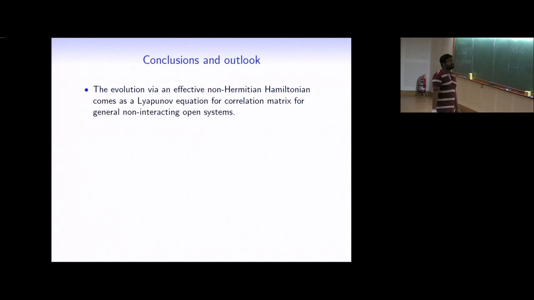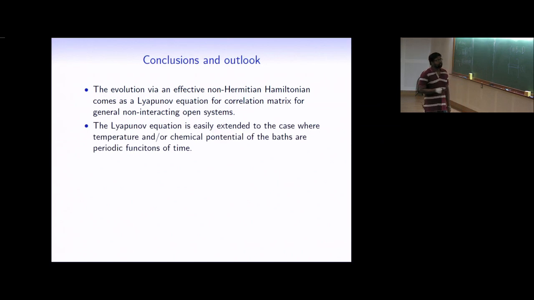So the evolution via an effective non-Hermitian Hamiltonian actually comes as a Lyapunov equation of the correlation matrix for general non-interacting systems. And the Lyapunov equation is easily extended to cases where the temperature and chemical potential of the baths are periodic functions of time. These are the two main things, and there are a bunch of open questions and work in progress.